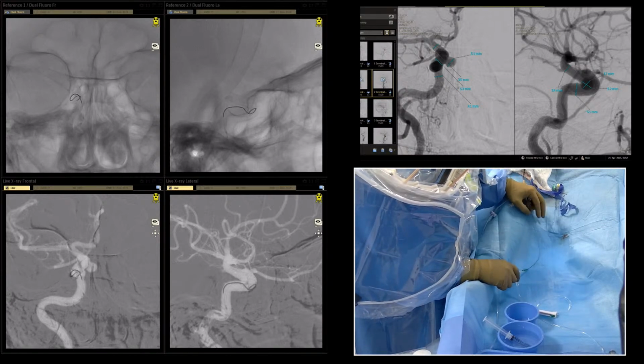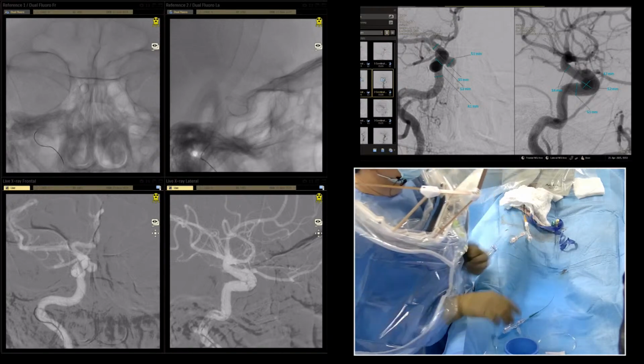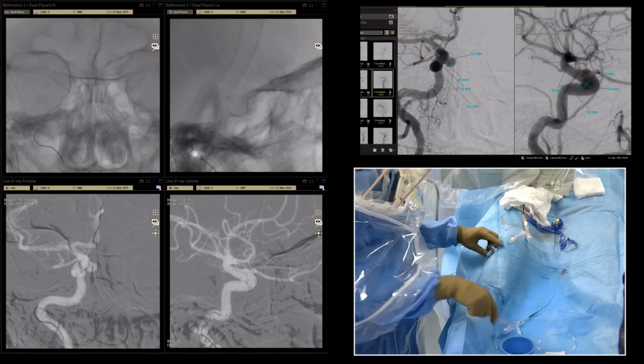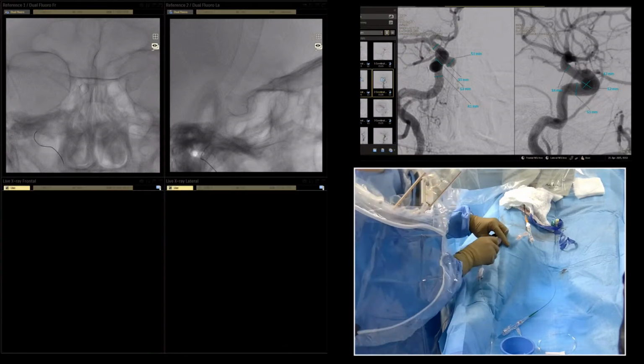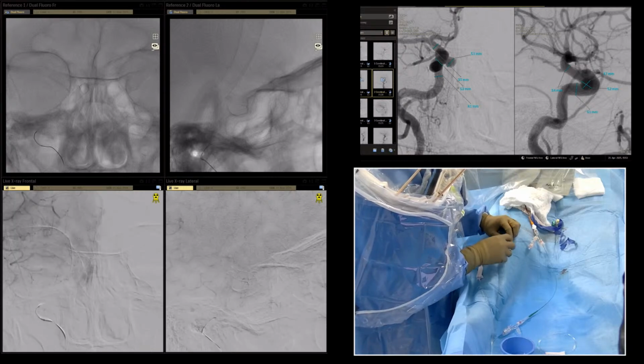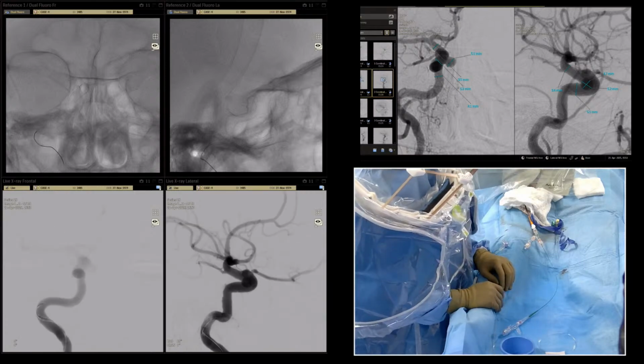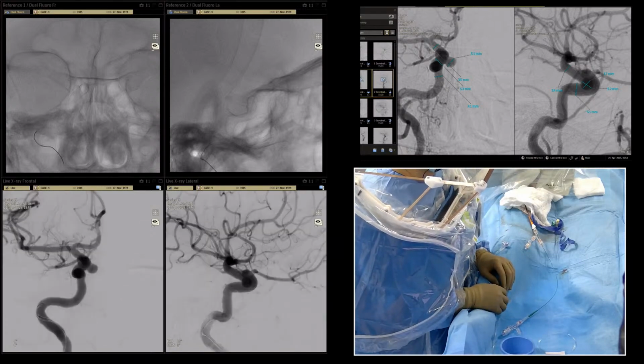Yes, now we're inside and we can push a little bit the stent. We're inside the stent. Okay, the stent is pushed as much as possible. Okay, and we covered the neck region. On AP it's clear. On lateral it looks like it's before the... Yes, it's opened.